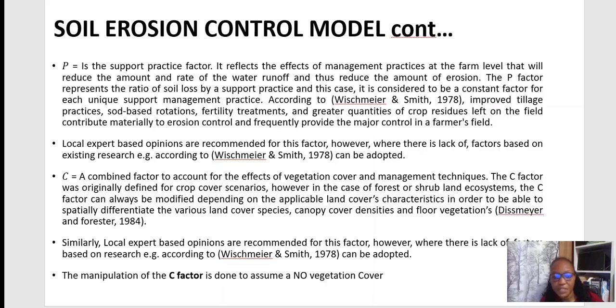So here it is where in the model we are manipulating the C factor, because we have said it's a scenario-based approach where we manipulate the C factor and have a no vegetation cover, to be able to visualize under cover and no vegetation cover how much soil we are likely to be avoiding in terms of loss, so that we can model and actualize the value that would accrue to forest or rangelands, that means shrublands and grasslands.